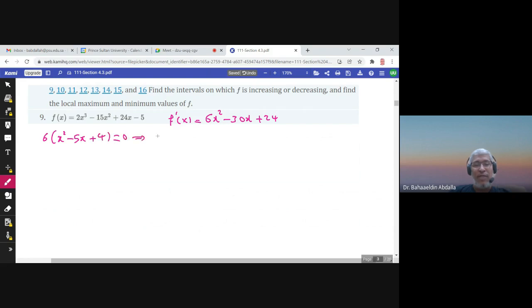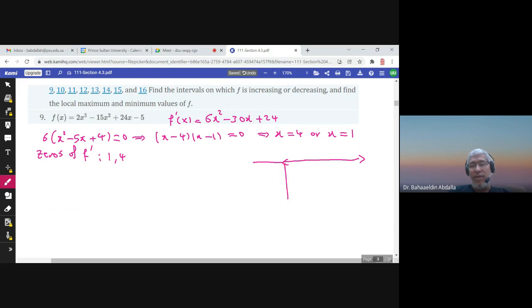I can divide by 6 and factor. So either x is 4 or x is 1. Now these are the zeros of f prime, 1 and 4. I put these zeros on the number line. So this is 1, this is 4, negative infinity, infinity. And I check the signs of f prime in these three intervals.